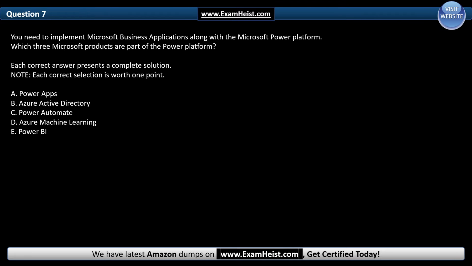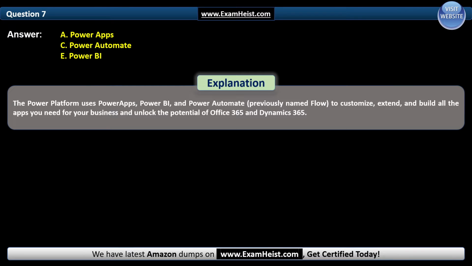The correct options are A, C, and E, that is Power Apps, Power Automate, and Power BI. The Power Platform uses Power Apps, Power BI, and Power Automate to customize, extend, and build all the apps you need for your business and unlock the potential of Office 365 and Dynamics 365.